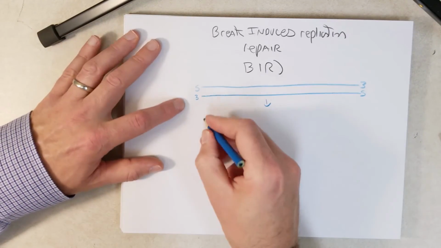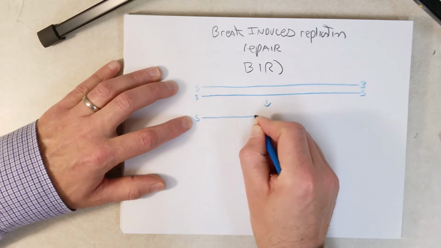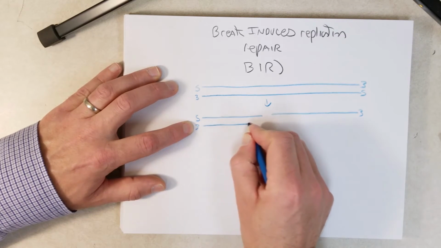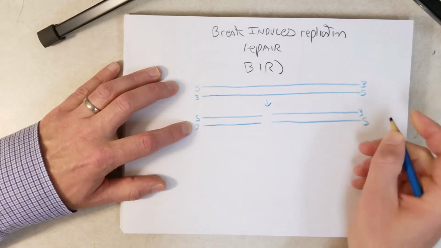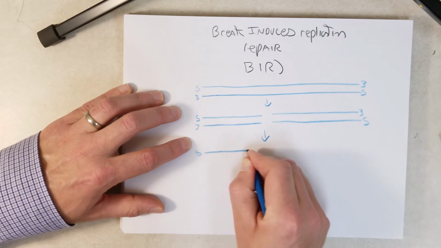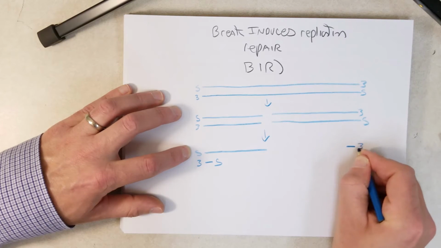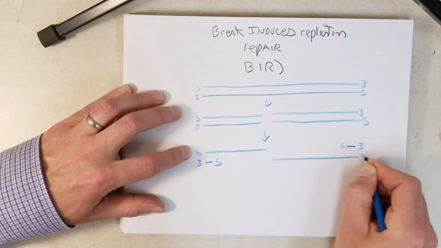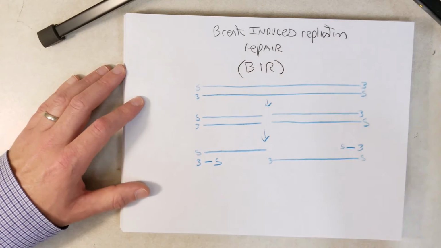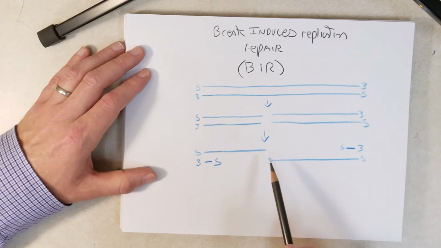So we start off very similar to the other mechanisms, where we have a double strand break, and what comes next? You should probably know what comes next. 5' end resection. Well, by now we should know what comes next. Now, this is where the mechanism becomes different. The repair mechanism becomes a bit different from the other mechanisms.